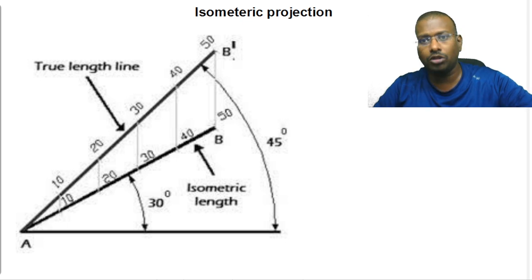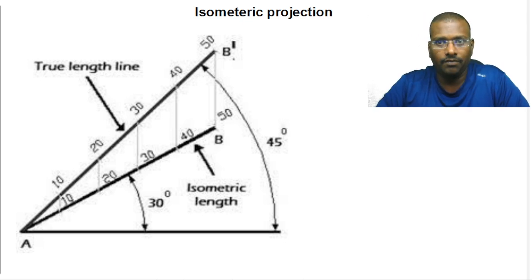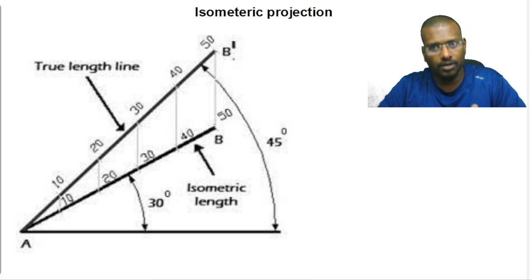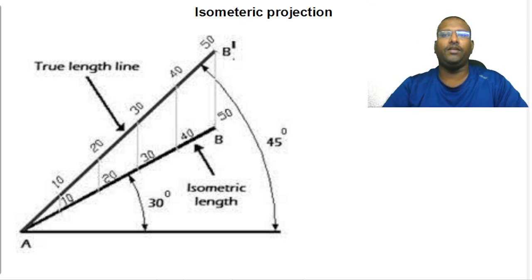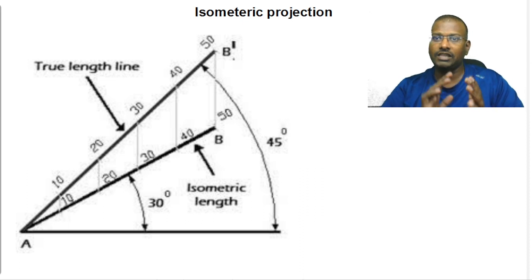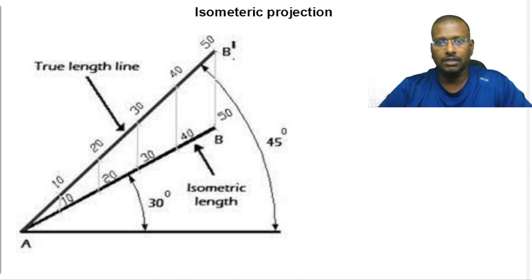In a line inclined to both the planes, I said this particular word, my dear friends. What is that? View inclination and true inclination differ. View inclination and true inclination are not the same if it is inclined to both the planes. So here the true inclination is 45. You rotated only 45, but it is rotated with respect to two principal planes. That's why it appears as 30 degrees only. That's why view inclination is 30 degrees. True inclination is 45 degrees.